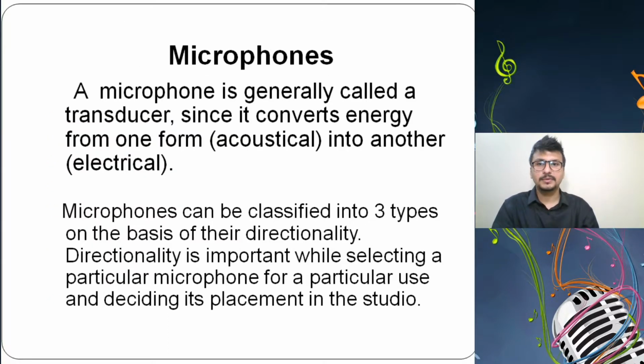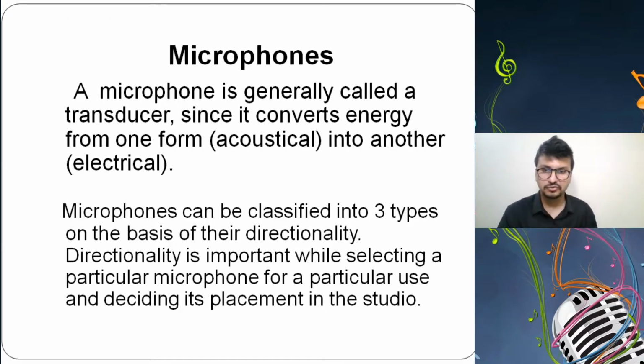So coming to the next, microphones. A microphone is generally called a transducer since it converts energy from one form to another form. Now, what is the first form and what is the other form? The initial form is acoustical. Acoustical is related with sound, vibration, the voice, the sense of listening, and the other form is electrical. So a mic converts acoustic energy, sound wave energy, to electrical energy. So the microphone is generally called the transducer, and what a transducer does is convert energy from one form to another form.